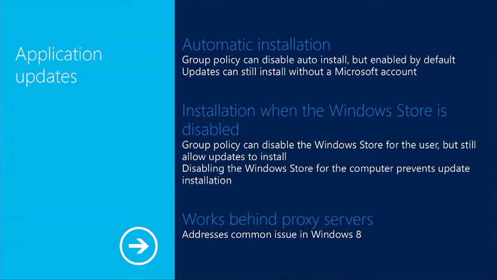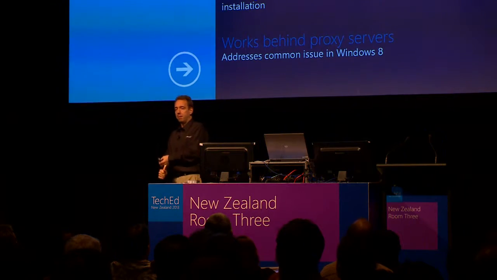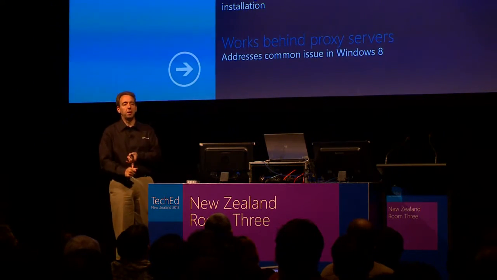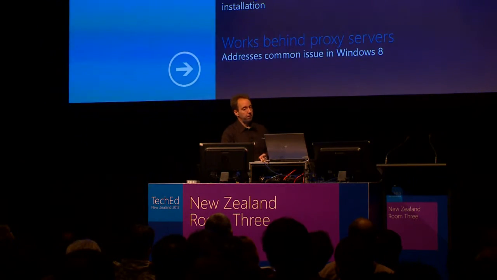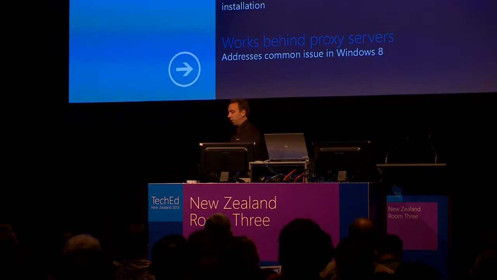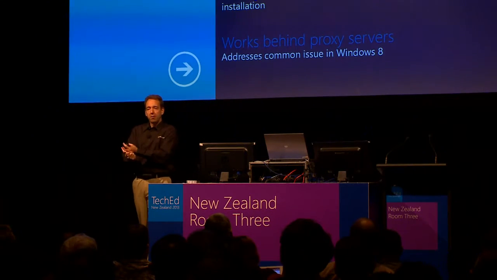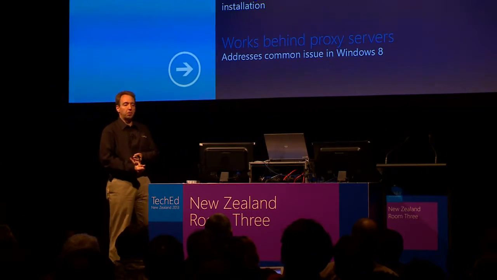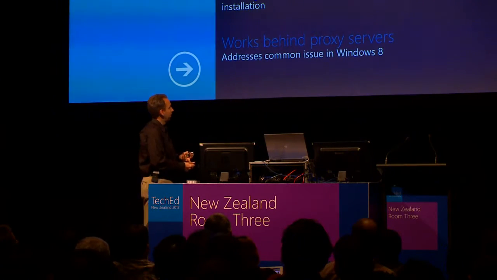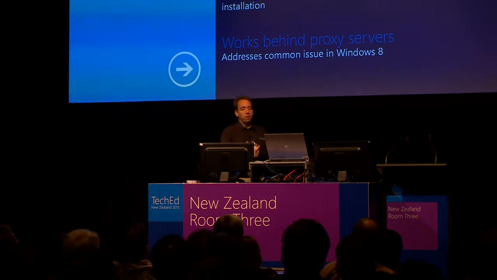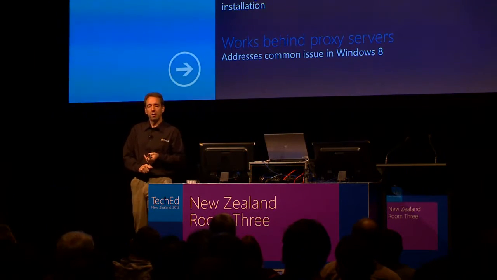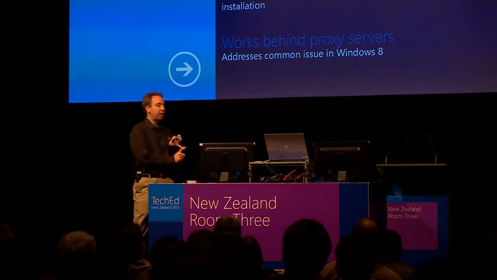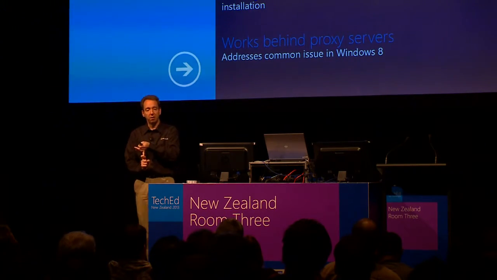There is a group policy that you can use to control that. You can disable it if you want, but it's enabled by default so that users don't need to do that. Updates will just download in the background and install whenever they're available. For the inbox apps, you never needed a Microsoft account to install updates, and that's still true. One of the interesting changes, though, is that because these app updates can install in the background automatically, they can install even when the Windows Store has been disabled.